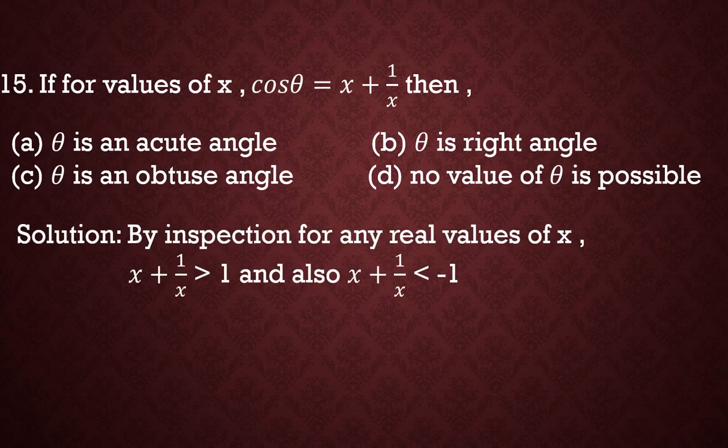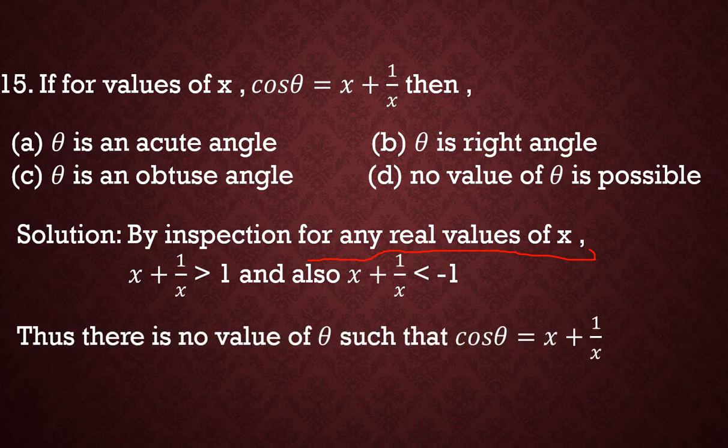So by inspection we can find that for any positive real values of x, x plus 1 by x is always greater than or equal to 1, and for negative x, x plus 1 by x is always less than or equal to minus 1. If you want, you can check it. When x is equal to 2, 1 by x is 1 by 2 here. So 2 plus 1 by 2 is equal to 5 by 2. This is always greater than 1. If you take the minus sign, minus 2 and minus 1 by 2, this is minus 5 by 2. This is always less than minus 1.